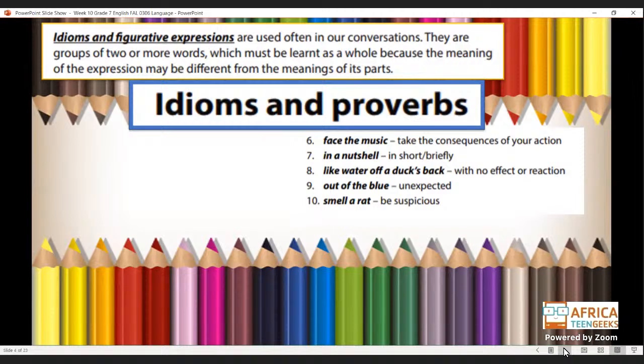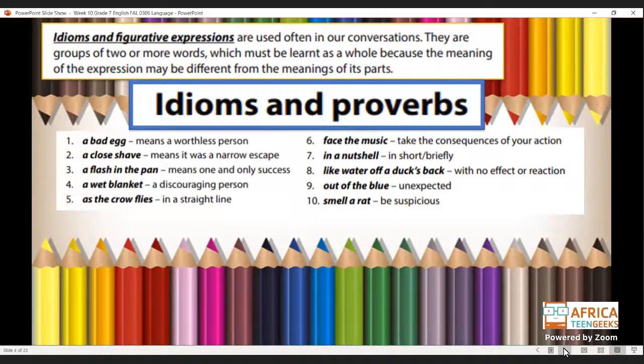So to begin, we're going to do idioms and proverbs. We often use these in our conversations. Sometimes we don't even realize that we're using them. Now, you can't learn them separately because then it won't make sense. For example, if I just say rat or smell, it's not a complete phrase and it means nothing. You have to have the whole expression together to actually have a meaning.